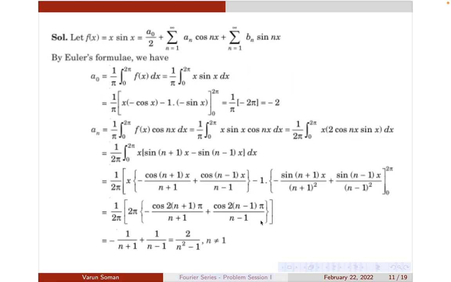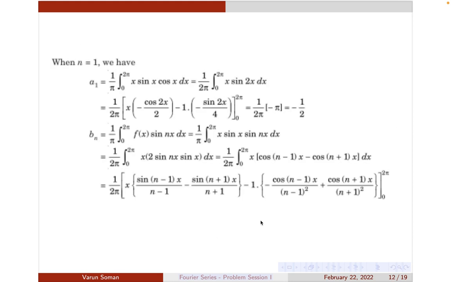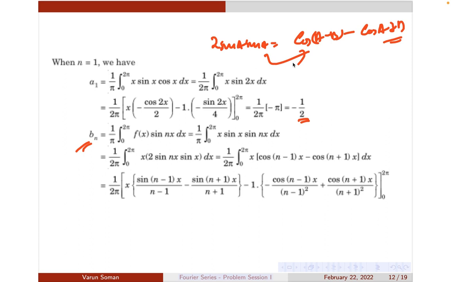Okay, so that's it. We have found out the value of a1 here. Again, you find out the values of bn by simple substitution. When you find bn, you have sin x sin nx. So there you have to use the formula of 2 sin a sin b, which is nothing but cos(a minus b) minus cos(a plus b). So you have to use that formula. In that case, just check what is happening here. Again there is a factor of n minus 1 here, so you have to find out the value of b1 separately.